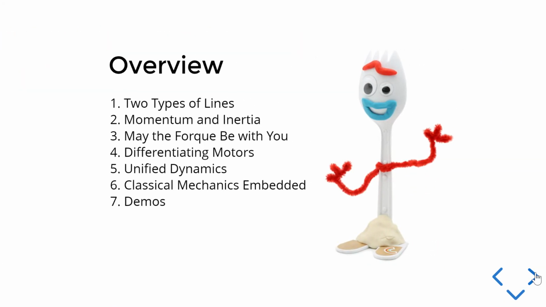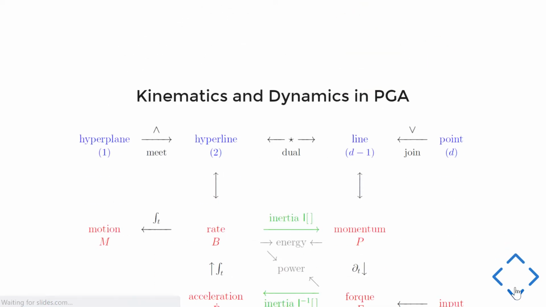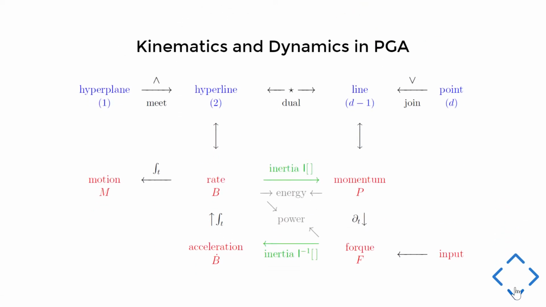I'll have a brief overview of the talk. There'll be two types of lines that we need to talk about. Stephen has already mentioned that. We're going to talk about moving heavy things. We're going to use forces, do a bit of differentiation. Well, maybe it's easier to show you the summary of the talk by a little scheme that I've made.